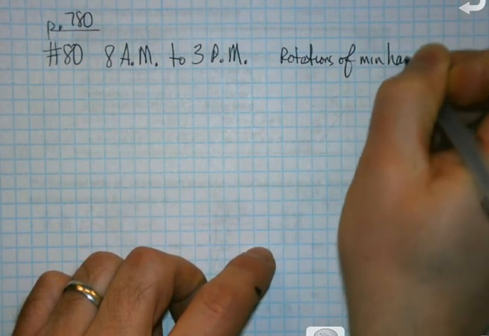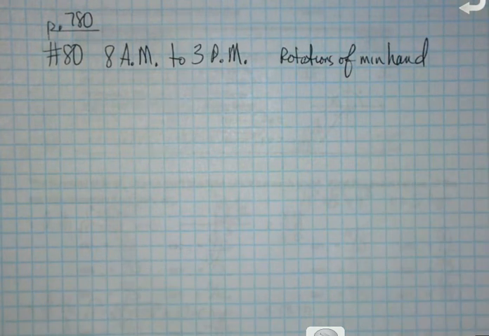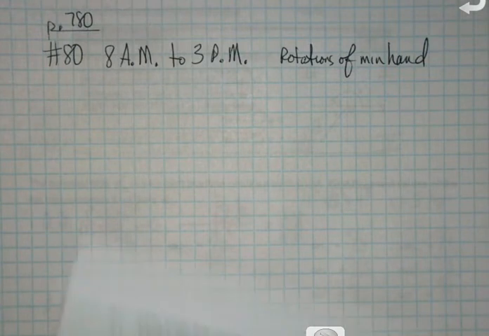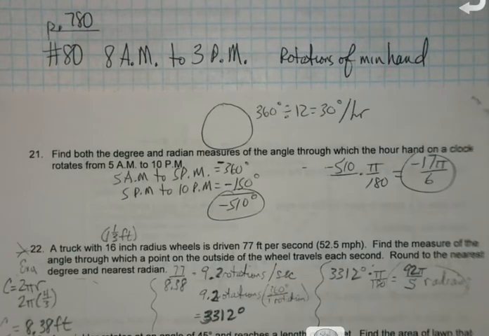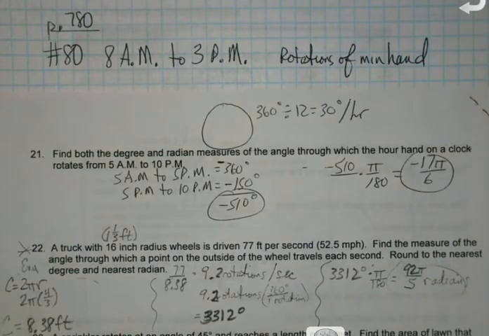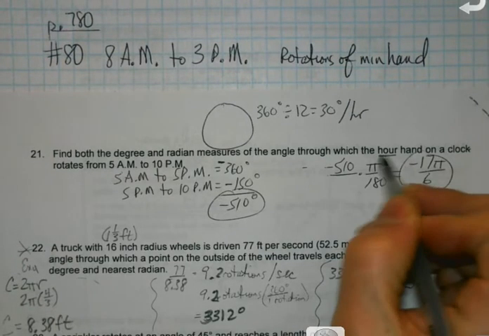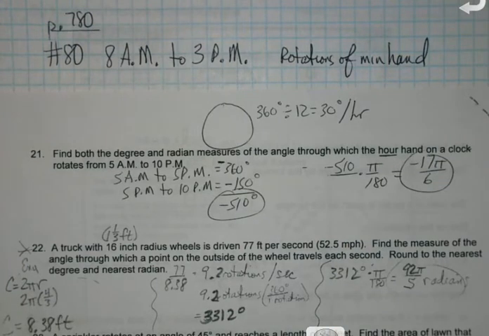So rotations of the minute hand during this time. Find the measure of the angle generated by the minute hand. Give the answer in degrees and radians. Okay, now let's make a comparison. 8 to 10. Here's the example we had in the notes. Find the degree and radian measures, same thing there, through which the hour hand rotates.